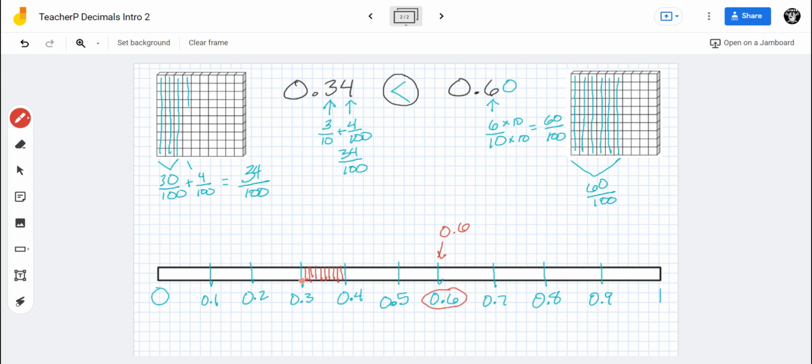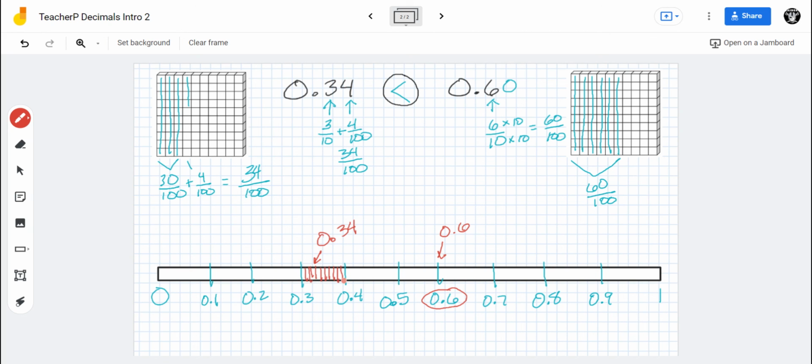And now I have 0.34. So I've got 0.3, 3 tenths and 4 hundredths. 1, 2, 3, 4. It looks like it's right about there. Hopefully you can see that. And I've got 0.34 right there. So then again, on this number line, it becomes very obvious that 0.34 is less than 0.60. So don't get fooled by the fact that it started out with more digits. It's just that this 4 is incredibly small.